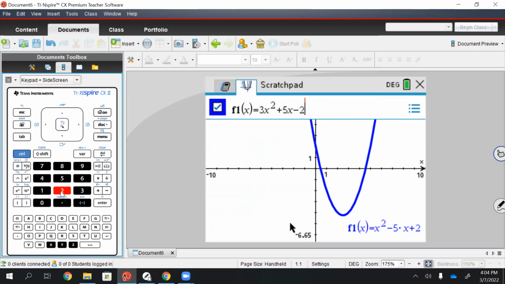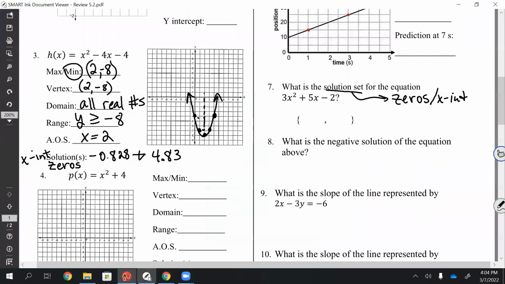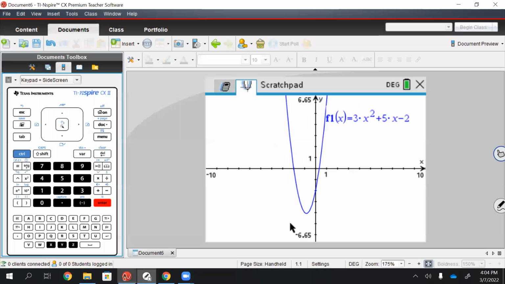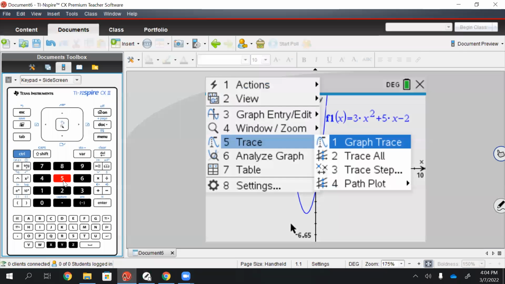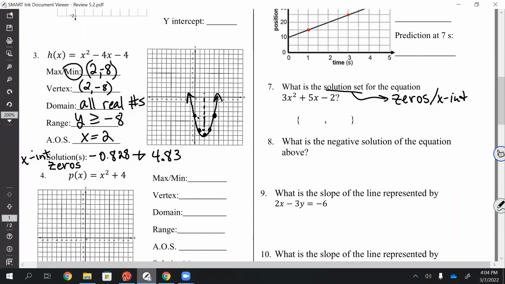So press enter. And then now what we need to do, again, it says we need to find the solution set. So we need the zeros. So we're going to go menu 5, 1. We're going to trace. I'm just going to go a little bit past it and go back here. So what's my 0? One of my zeros is at -2. We only want the x coordinates on the 0, so -2.